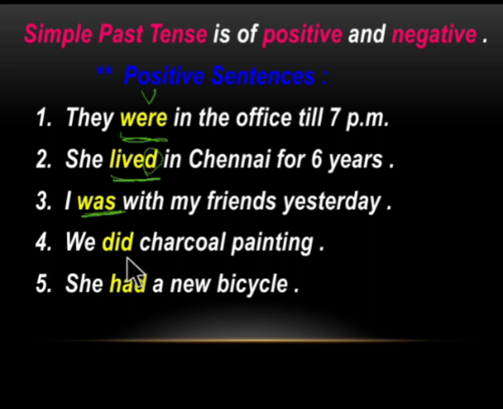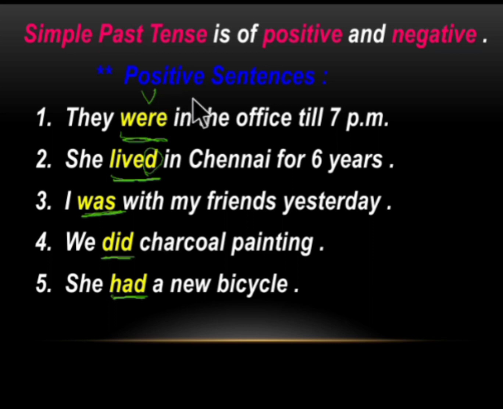The next one: We did charcoal painting. Here did is the verb. It denotes the action in the past tense. Did means it is performing. The last sentence: She had a new bicycle. Here had is the verb, auxiliary verb, and this shows the state of possession. She owns a bicycle. This sentence means that she owns a bicycle. So the auxiliary verbs are used as main verbs in simple past tense.